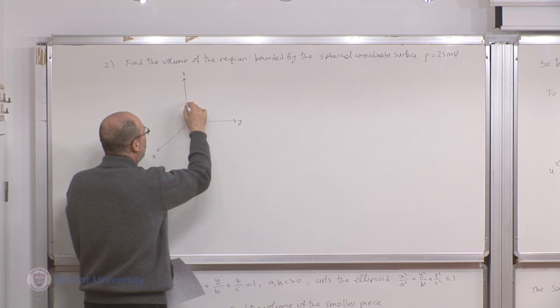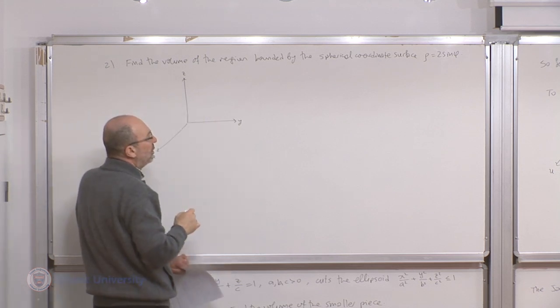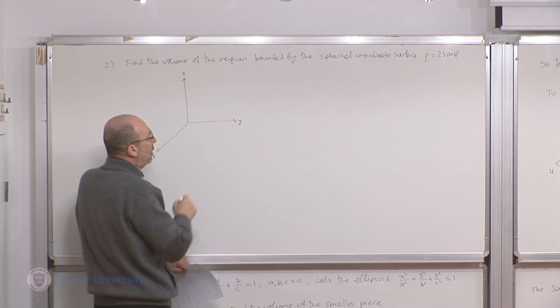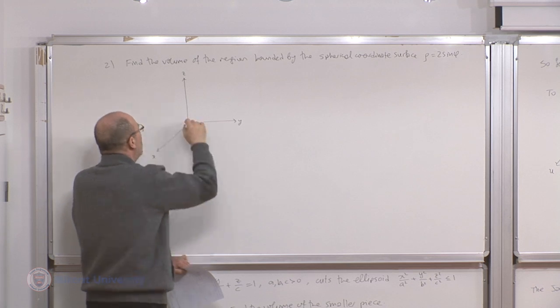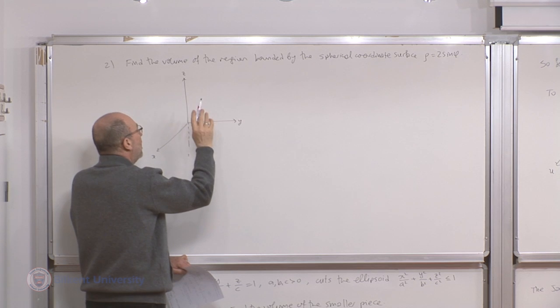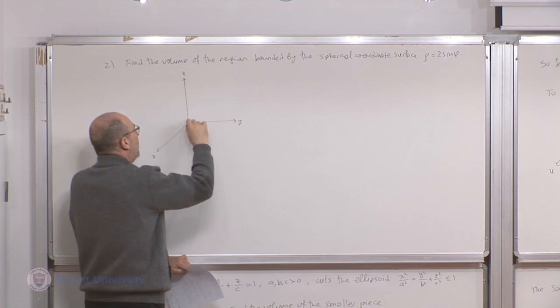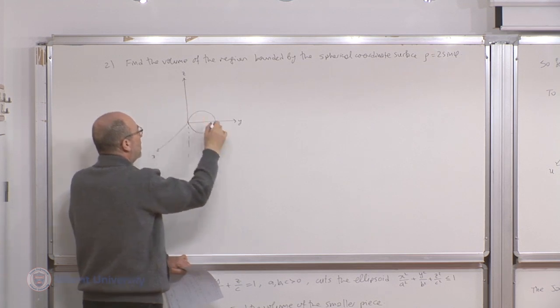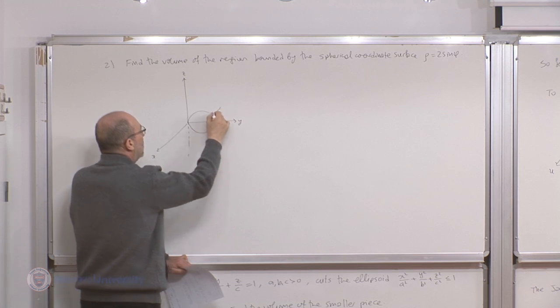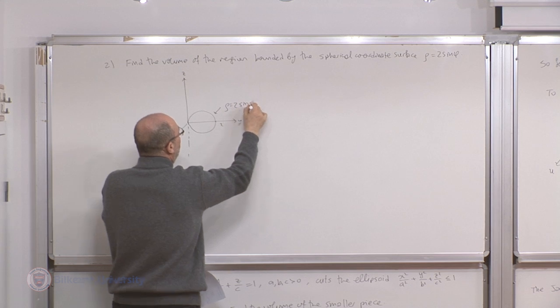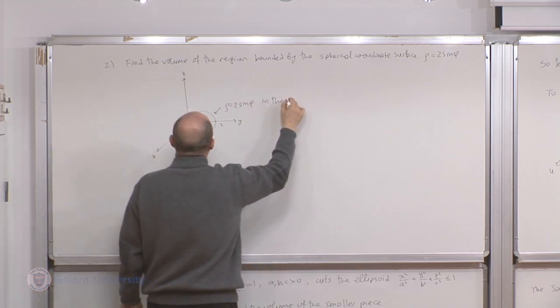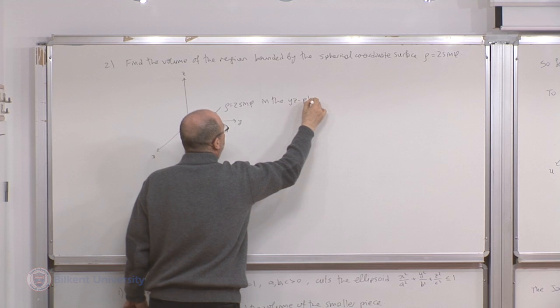Now phi is this angle. When phi is 0, rho is 0. When phi is pi over 2, rho is 2. So it's a circle like this. Consider this in the YZ plane: this is 2. So this guy is rho equals 2 sine phi in the YZ plane.